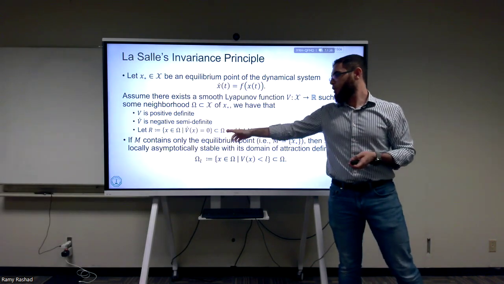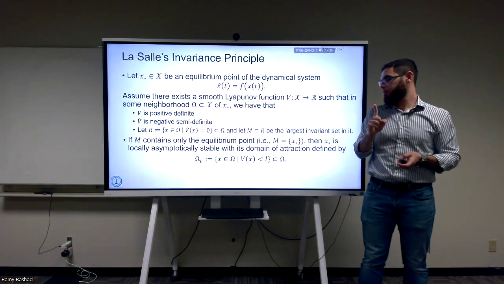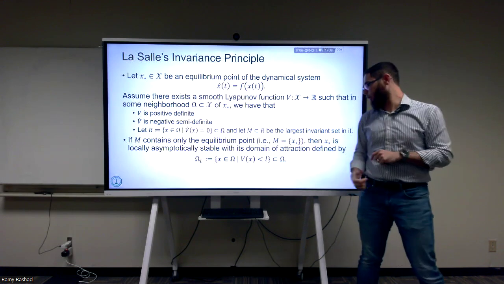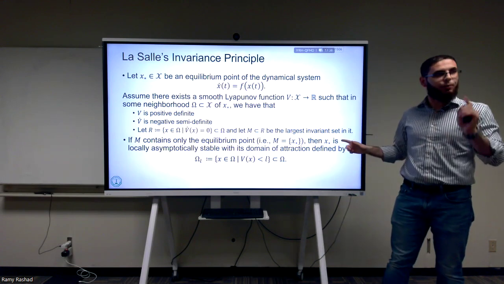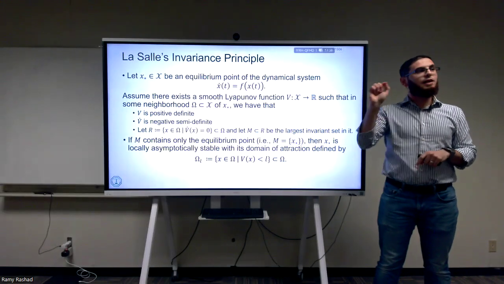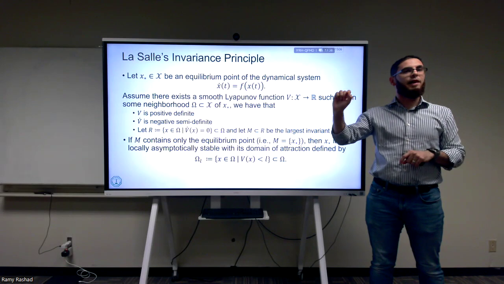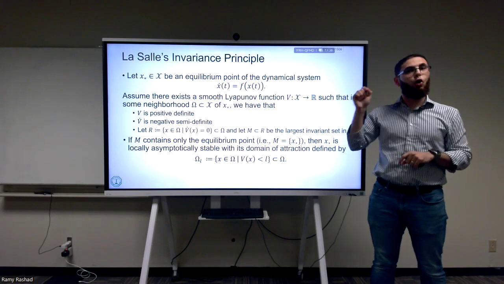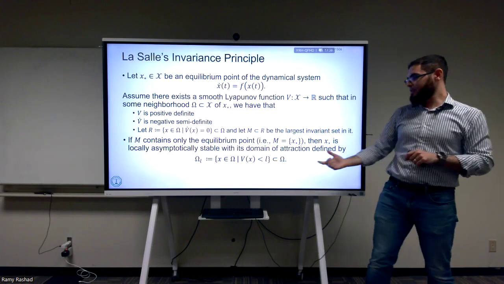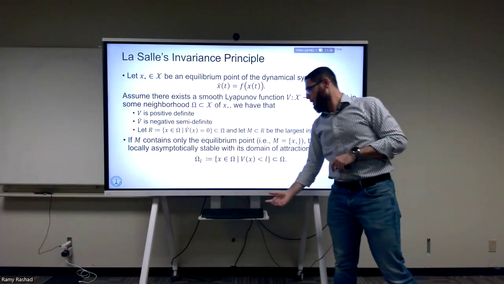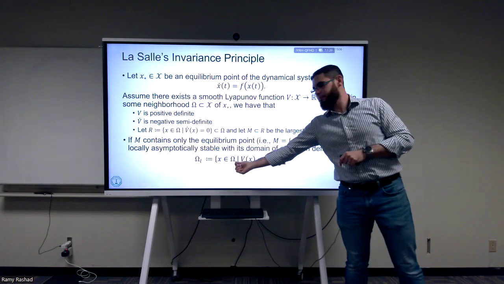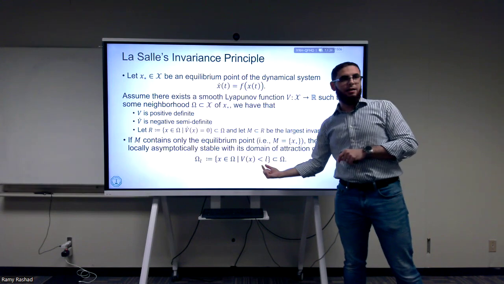If M contains only the equilibrium point that we're interested in, which means that M is a set that consists of only one point, then we have a proof that X star is locally asymptotically stable. Not only that, LaSalle's invariance principle gives you something even better. It also tells you what the domain of attraction is for this equilibrium point. And this domain of attraction, we call it omega L, is all of the points inside of this set omega, such that V of X is less than some constant L.